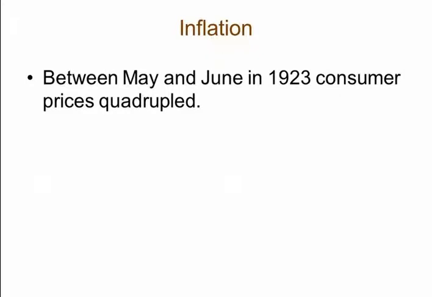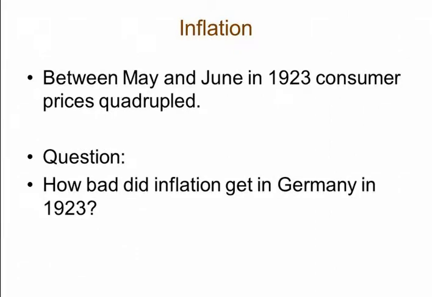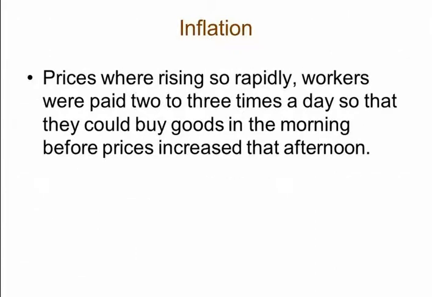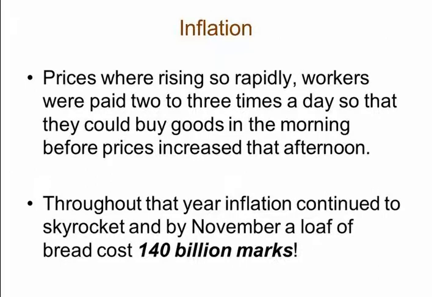And going back to post-World War One Germany, just in a 2 month period, May and June in 1923, prices quadrupled. So that's a 300% increase. So how bad did it get in 1923? Well, prices were rising so rapidly, workers had to be paid multiple times a day so they could spend their money before prices went up that evening. That gives you an idea of how bad things were. And in November of 1923, one loaf of bread cost 140 billion marks.